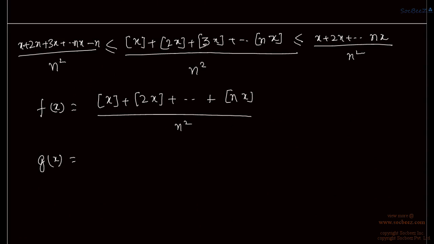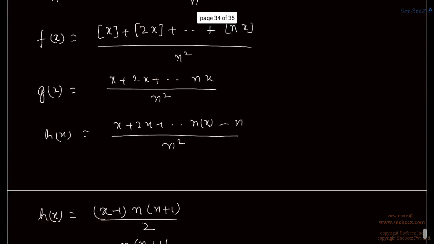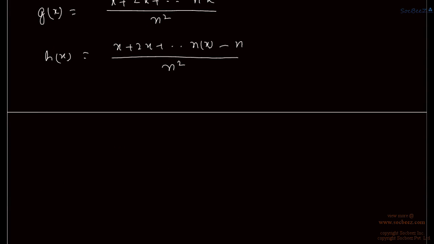Let g(x) be x plus 2x plus dot dot dot nx upon n square, and h(x) as x plus 2x plus dot dot dot nx minus n upon n square. Okay. Now clearly we have h(x) is less than or equal to f(x) is less than or equal to g(x), right?